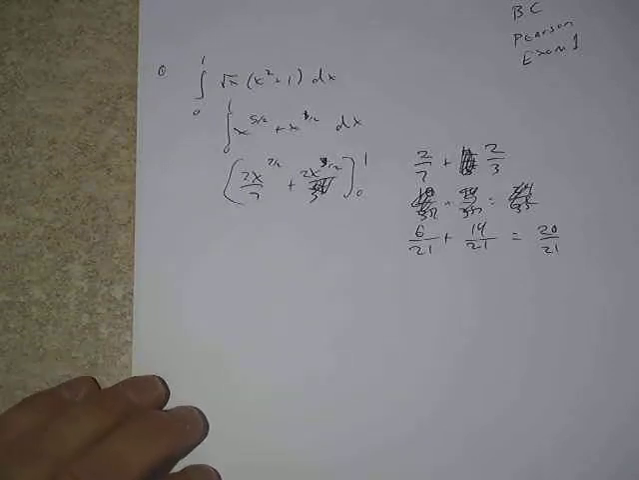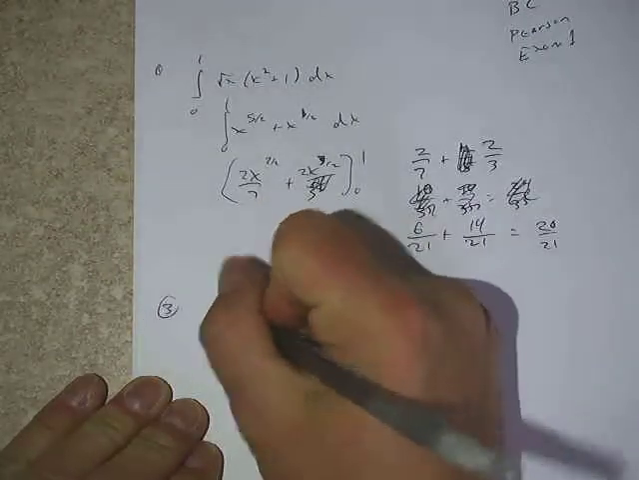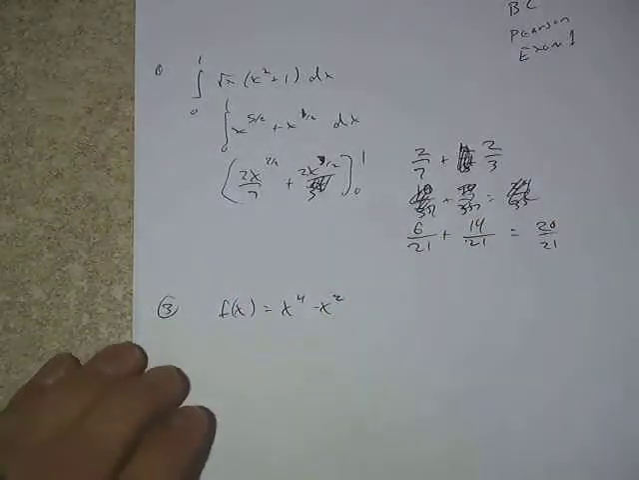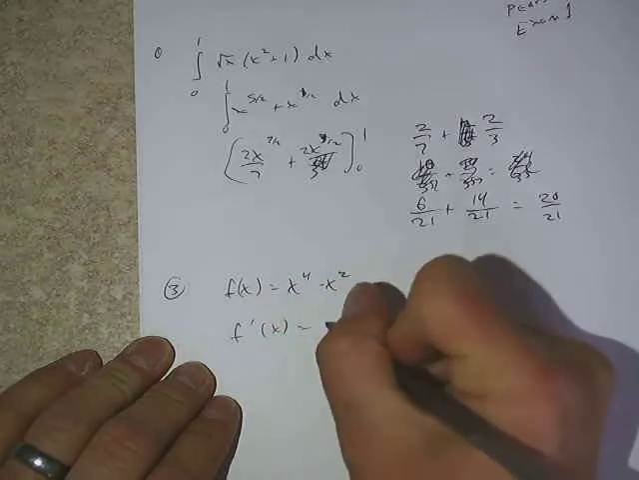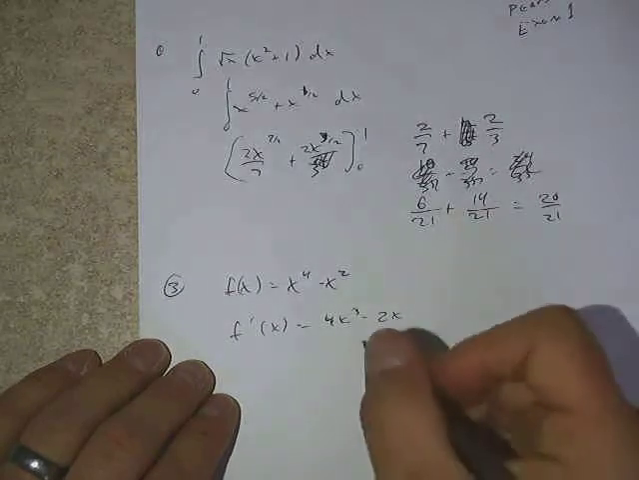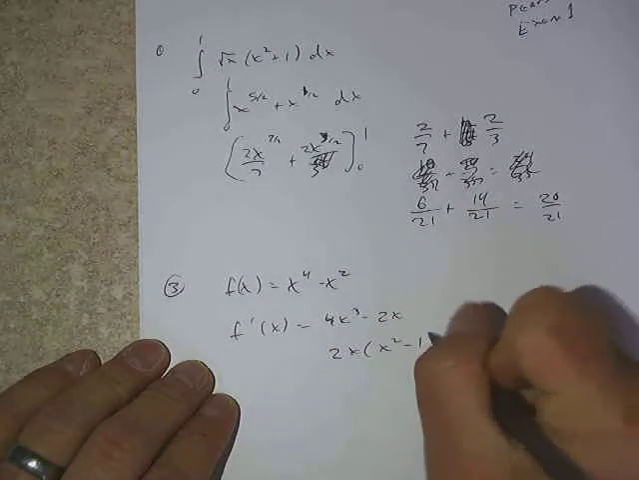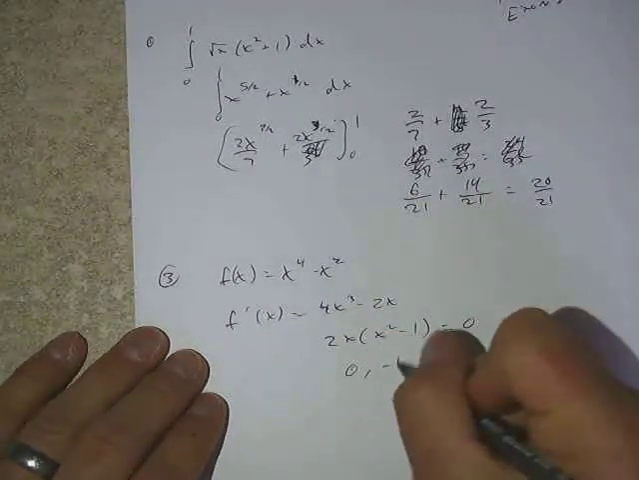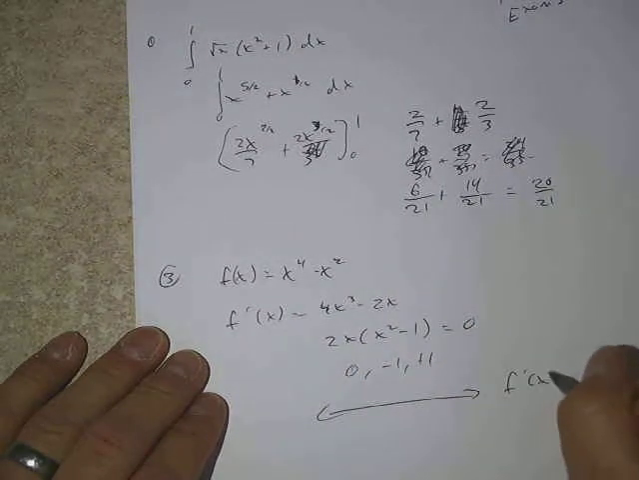What else? 1 through 5. Okay. Number 3, we have the function x to the 4th minus x squared. It has a relative minimum at... well, a relative minimum would occur when f prime, which would be 4x cubed minus 2x, equals 0. If we take a 2x out, we'll be left with x squared minus 1. So that means our points in question would be 0, -1, and +1.